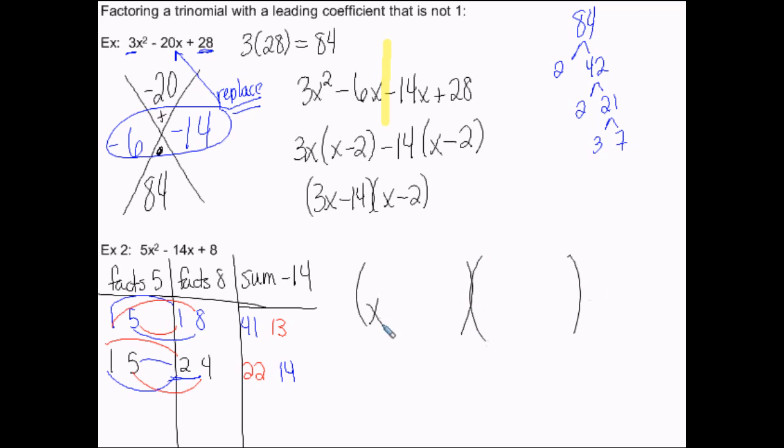So I'm going to have an x, and I'm going to have a 5x. The 5 needs to multiply by the 2. That means the 2 has to go here. The 1 is going to multiply times the 4, so that goes here. They're going to add up to a negative number and multiply to be a positive number. So that's the other method I know.